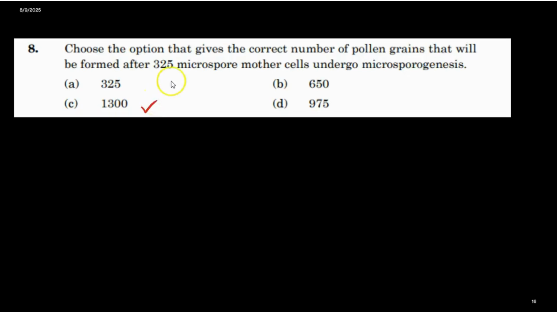What about megaspore? Suppose 325 megaspore mother cells are given. You have to find out how many megaspores will be formed. Then it is the same, 325 itself. So the microspore mother cell to pollen grain ratio is 1 is to 4. And what about megaspore mother cell to megaspore? It is 1 is to 1.